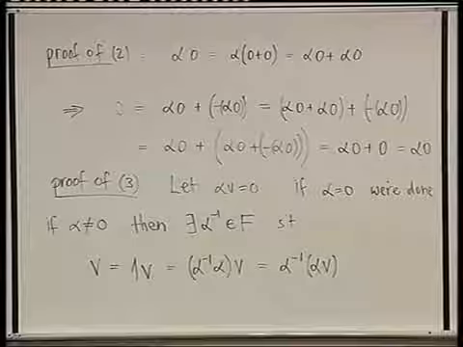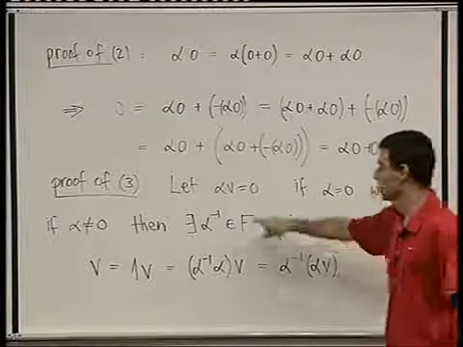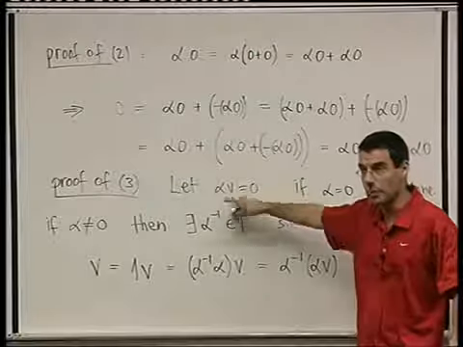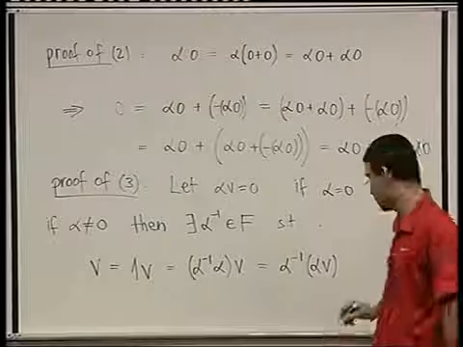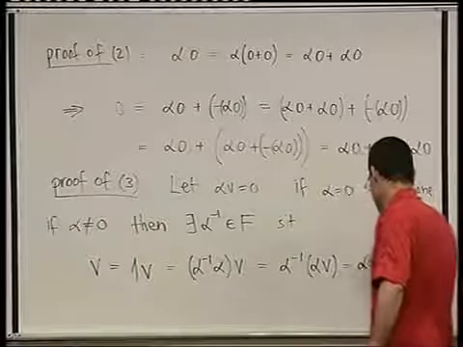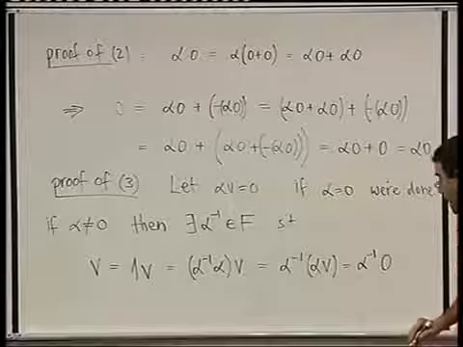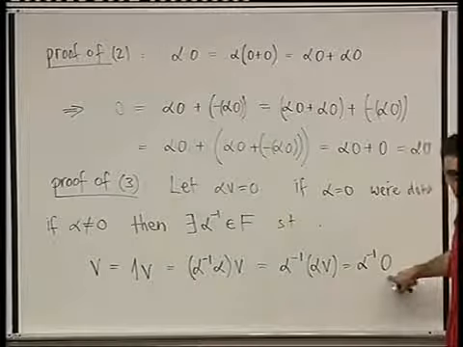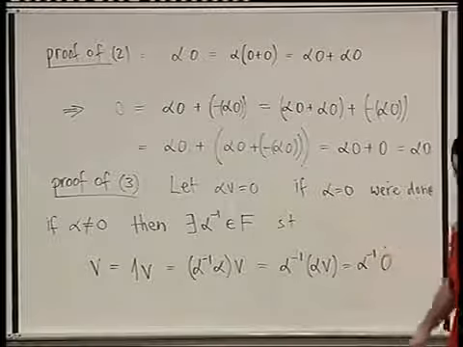Do you agree? But what is alpha v? Alpha v is 0. That's the whole part, that's the assumption of what we're trying to prove. So this is alpha inverse times 0, the 0 vector. And what is alpha inverse times 0? Why? Which axiom does it follow from?